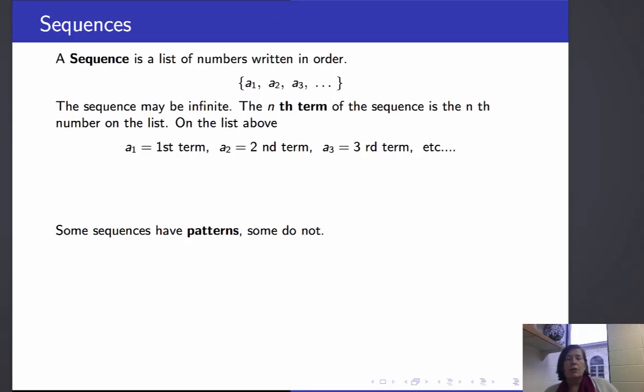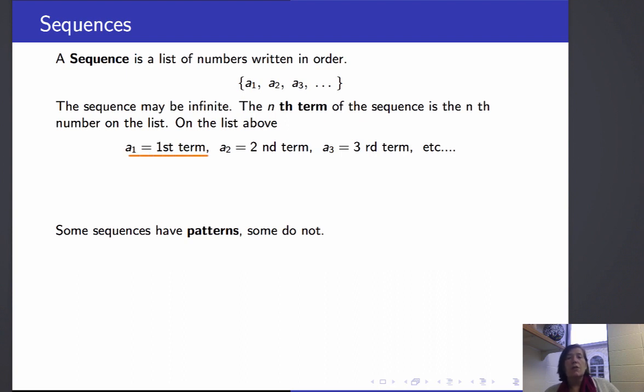In this lecture we're going to look at sequences, and a sequence is just a list of numbers where the order in which you write them matters. It might be an infinite sequence or it could be just a finite sequence. And when referring to a sequence abstractly, the nth term of the sequence is the nth number on the list.